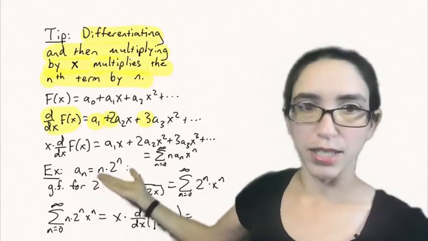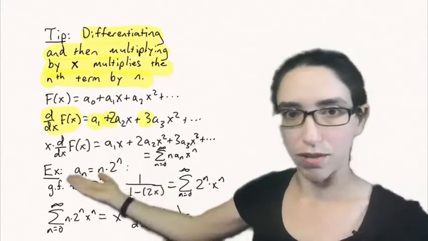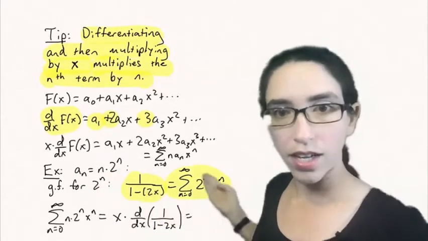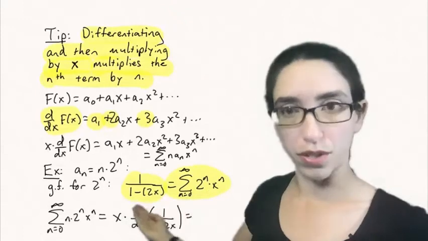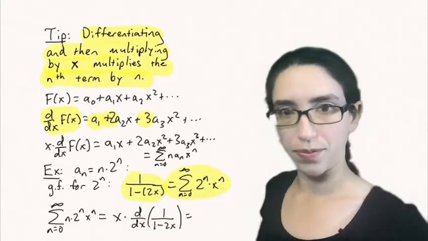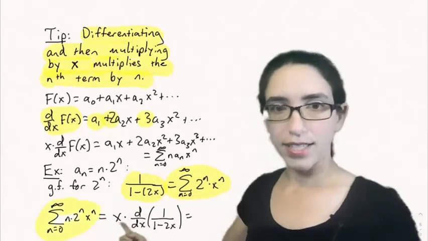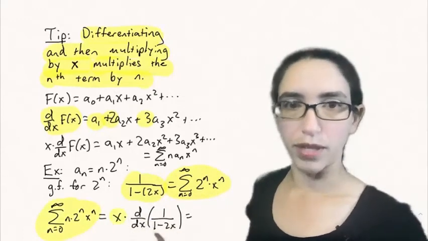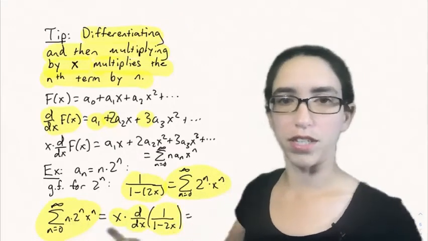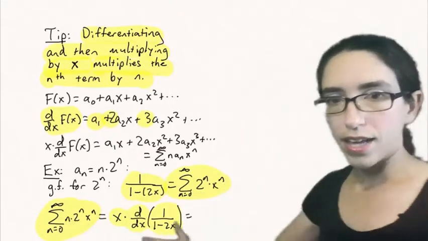Here's an example for a sub n equals n times 2 to the n. If we want to find the generating function for that, we start with the generating function for 2 to the n, which we have found by monomial substitution before. We plug in 2x for x in the geometric series. And then we take x d/dx of that formula in order to multiply the nth term by n. So we know the generating function for n times 2 to the n is whatever this is.